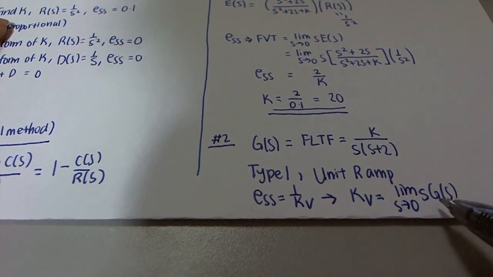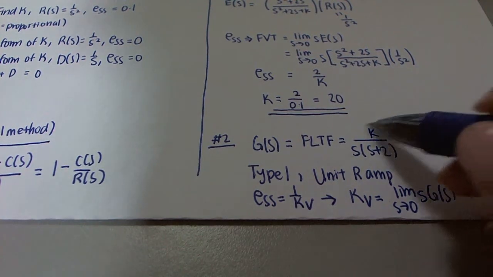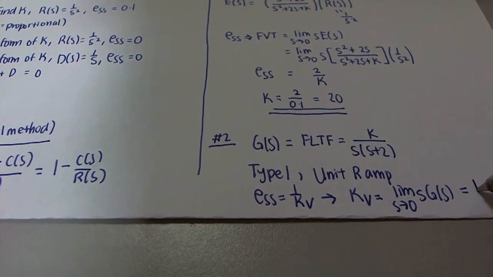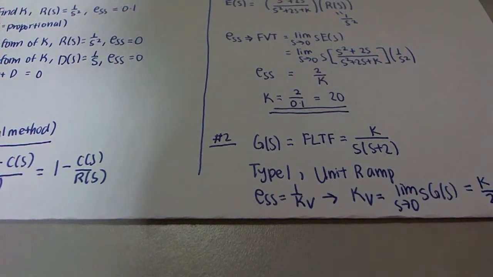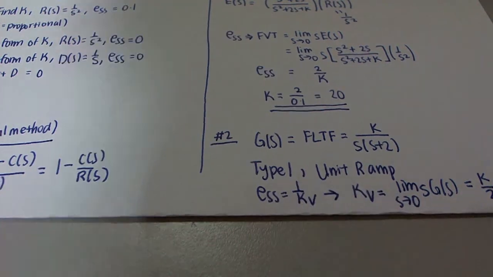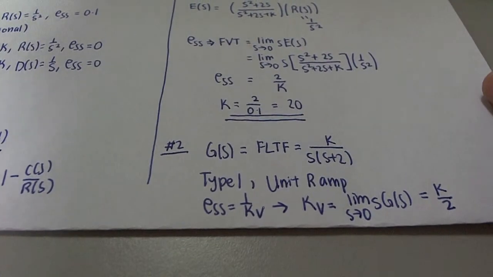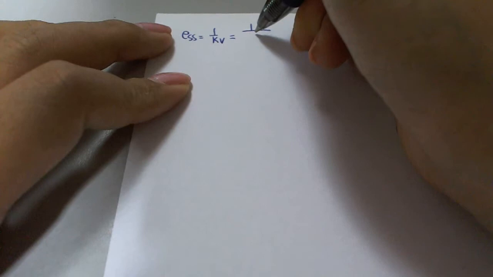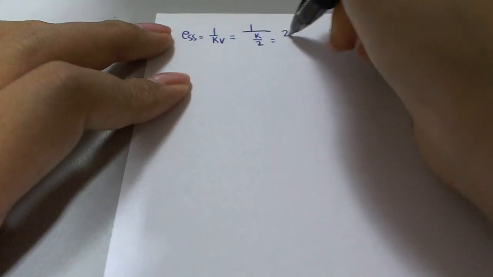So plug in G(s), which is this term, into the limit, we can get Kv equals K over 2. And of course, if we plug in Kv into the steady state error, which I will continue in the new piece of paper, I can get steady state error equals 1 over Kv equals 1 over K over 2, so it's 2 over K.